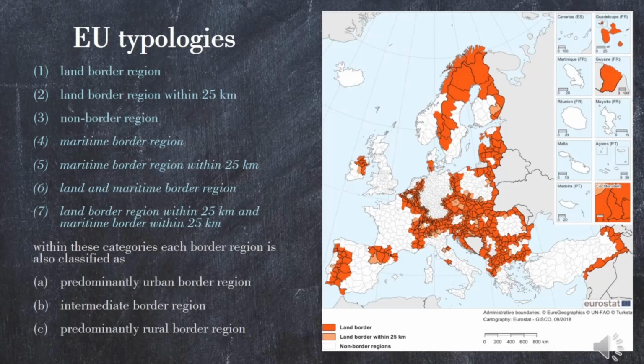In 2016, there were 463 NUTS-free border regions, of which 360 were along land borders and 103 within 25 kilometers of land borders. Also, there were 885 non-border regions. The flexible nature of definitions employed in the EU legislation is one of the main reasons why there is still no standardized definition of border regions in the legislation for territorial typologies.